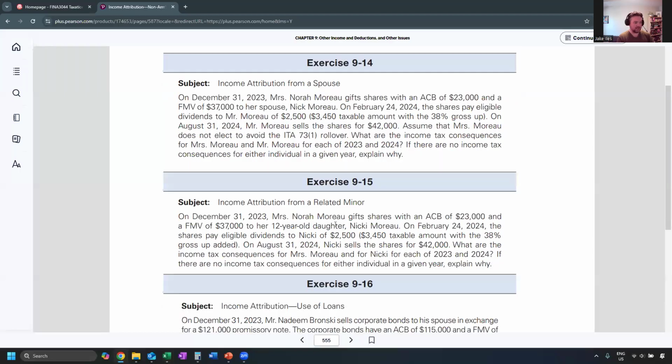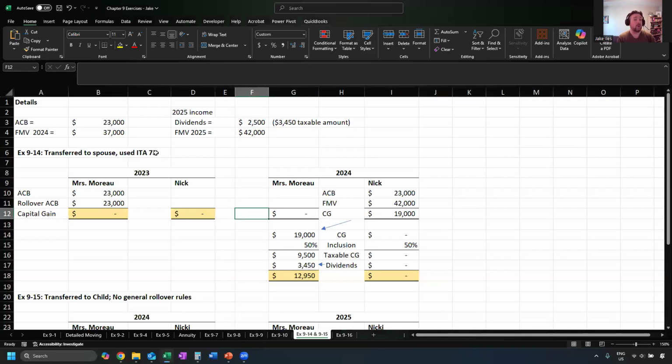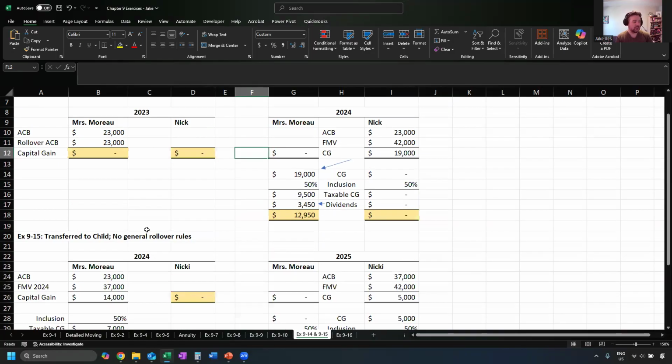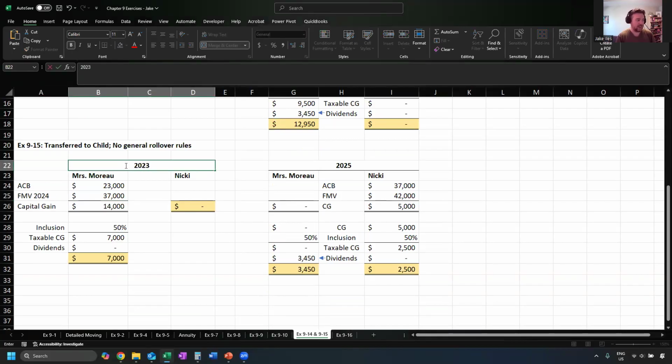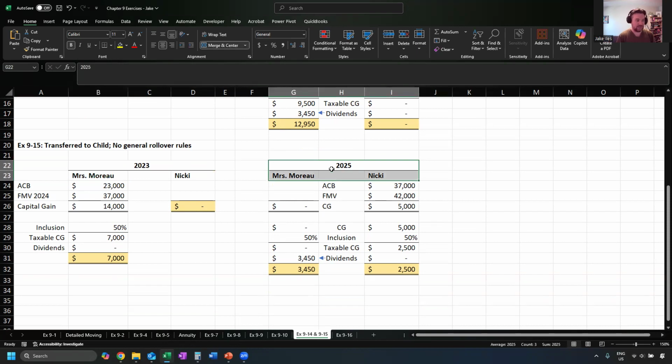So the tax for the child gives us the same numbers. What are the tax consequences for Mrs. Moreau and for the child, Nikki, in the 2 years? You don't get rollover options for a child. There's no general rollover rules. So the transfer is going to be deemed to have occurred at fair market value. So in 2023, that fair market value was $37,000.